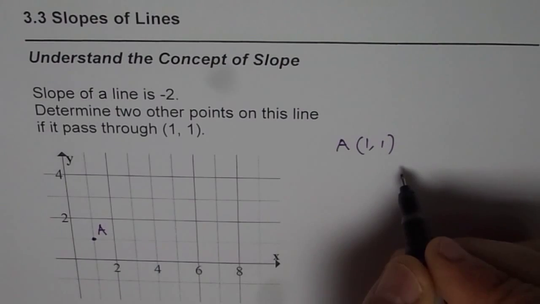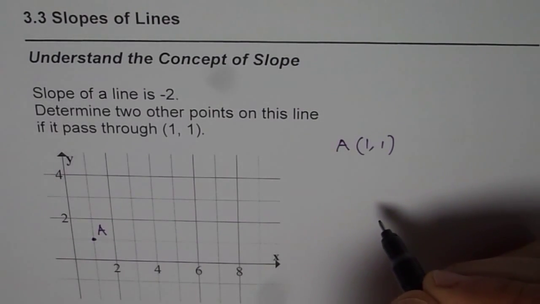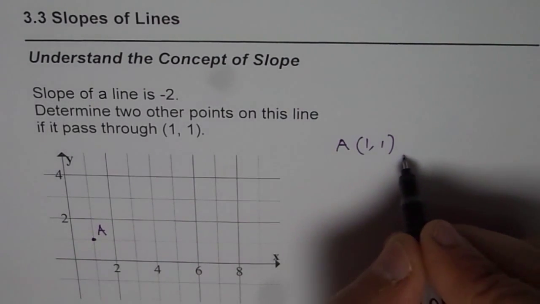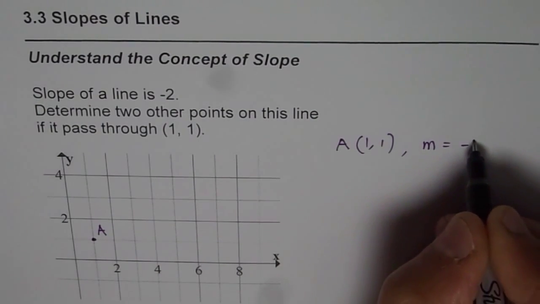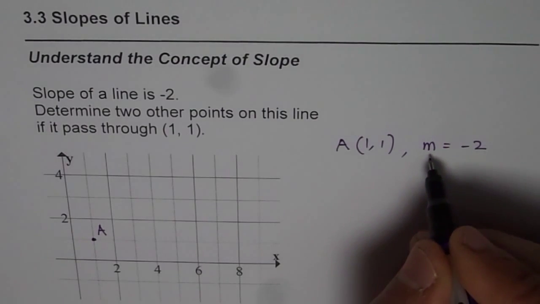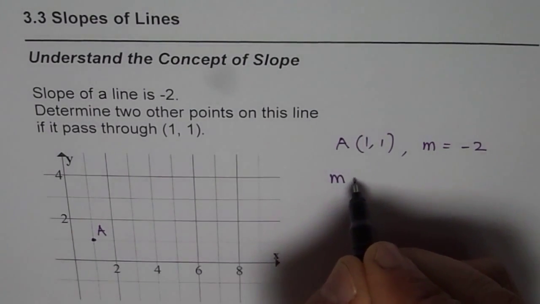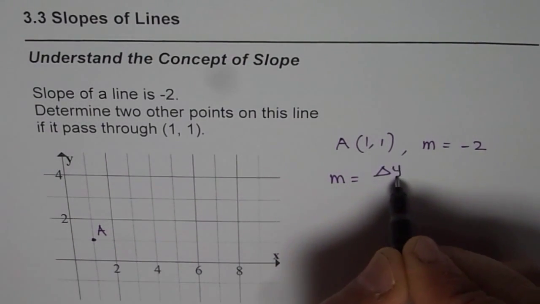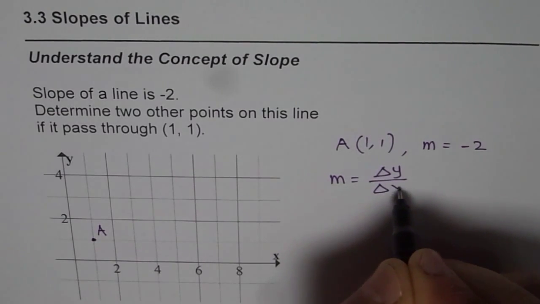And we need to find two other points on this line. And we are also given that the slope of the line, m, is -2. How can we find two other points? Now, as you know, what is slope? Slope is change in y value over change in x value.